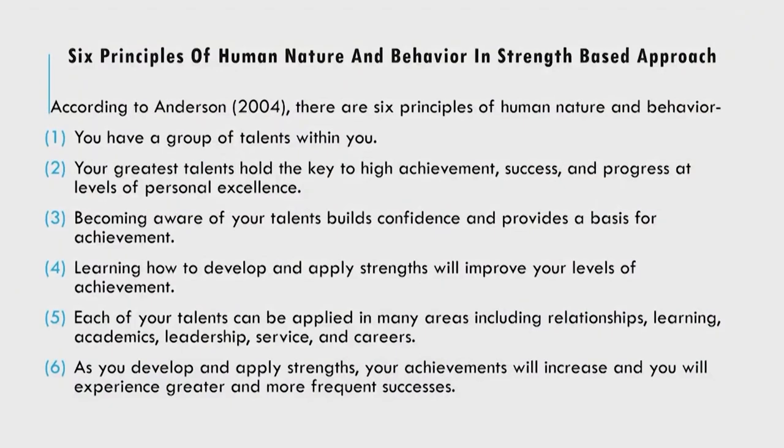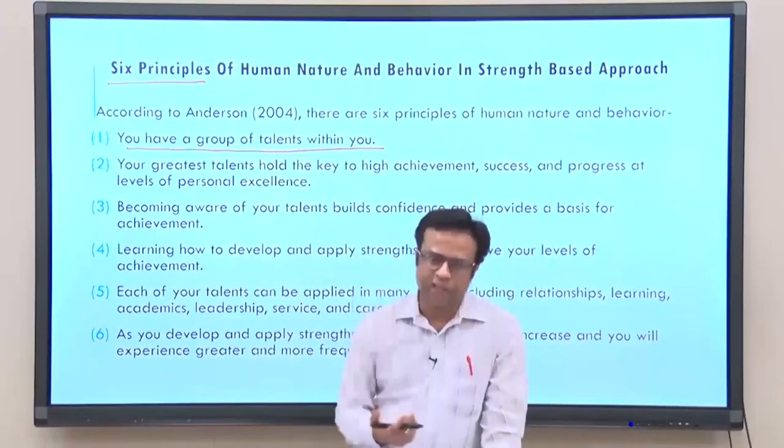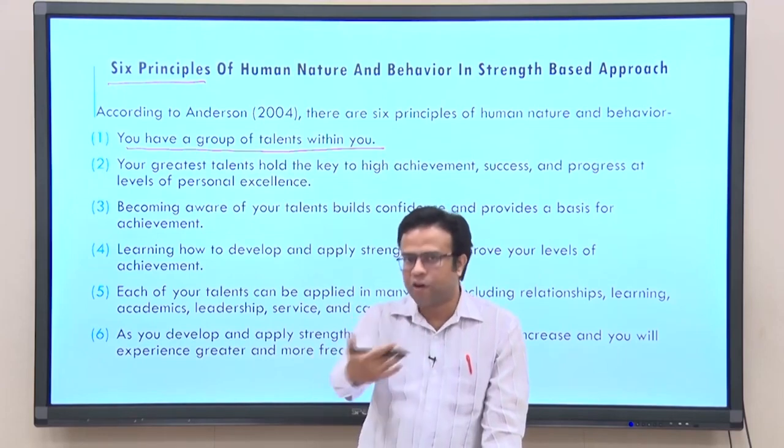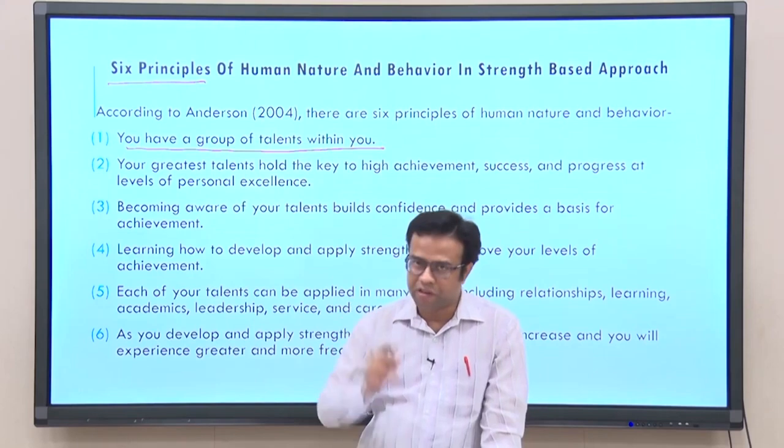According to this approach, there are certain assumptions about human nature. So they proposed six principles of human nature and behavior in this particular strength based approach. According to Anderson, there are six principles of human nature and behavior that are associated with strengths. These are: you have a group of talents within you. Every human being has a certain number of talents, a group of talents, naturally occurring abilities that we all have. So this is one principle.